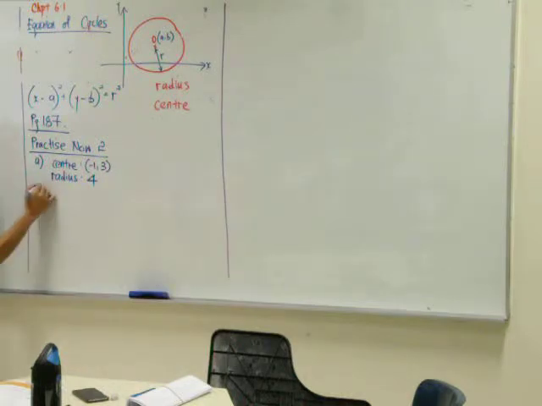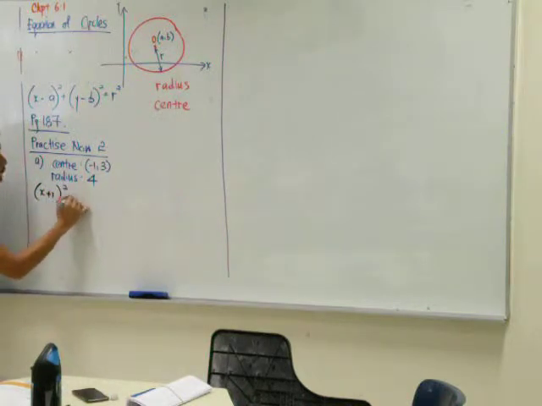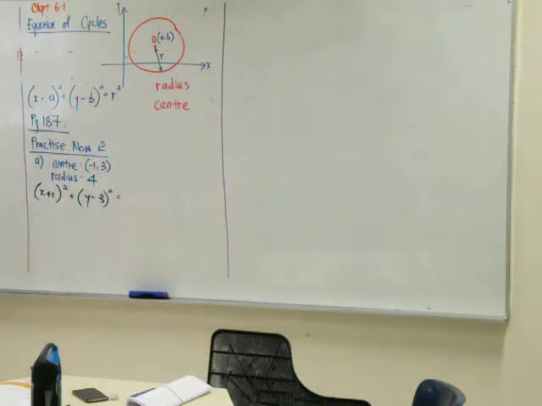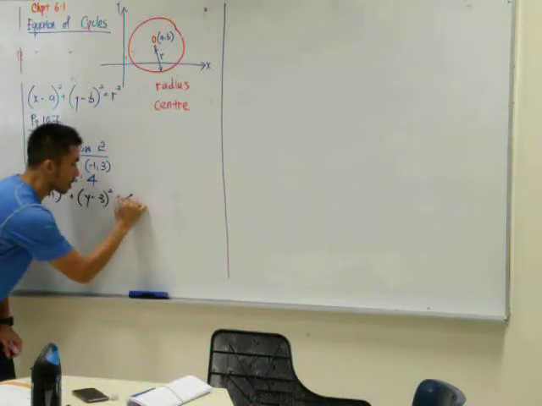Bracket x plus 1 bracket square plus y minus 3 bracket square will give you 4 square, which is 16.